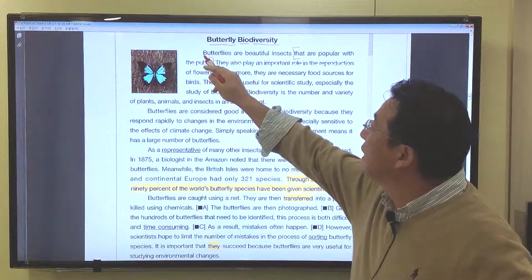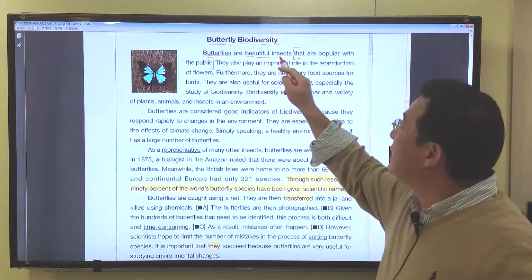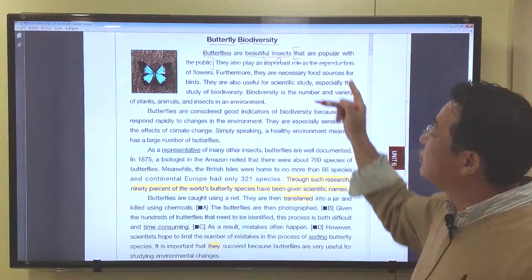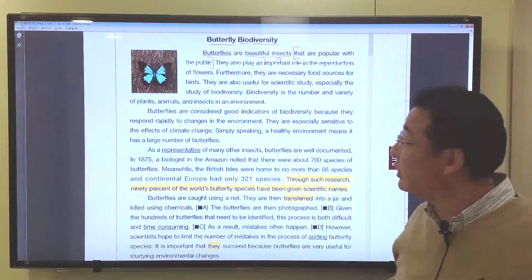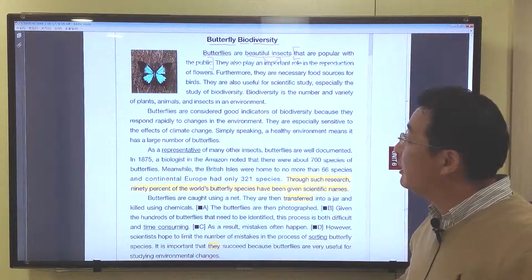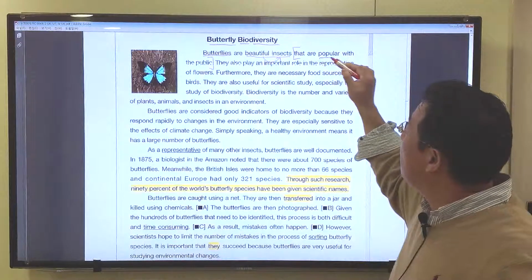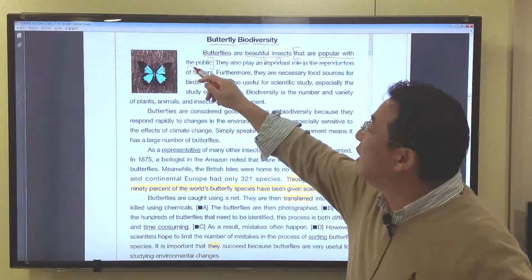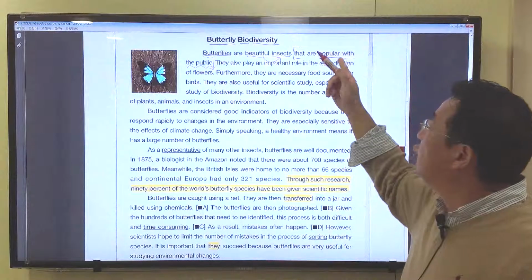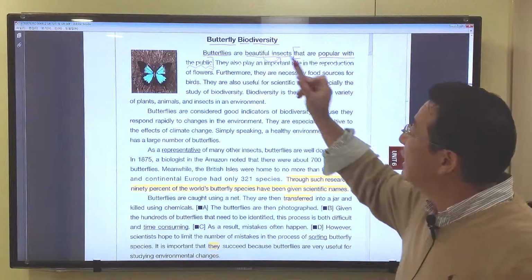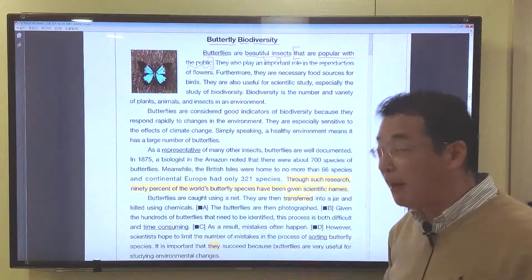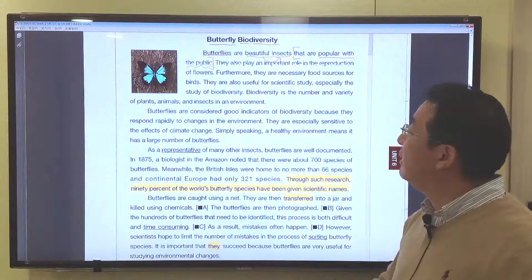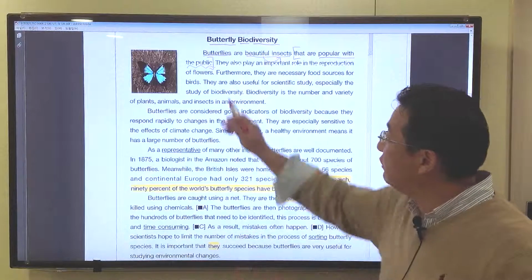무슨 말이죠? 나비들은 beautiful insects랍니다. 아름다운 곤충들이랍니다. 그죠? 어떤 곤충들인지 뒤에 형용사절로 설명이 또 나와 있습니다. That are popular with the public. 무슨 말입니까? Popular with 하면 뭐뭐에게 유명한 이 말이죠. 그죠? 그래서 일반 대중들, the public에게 유명한, 잘 알려져 있는 아름다운 곤충들이랍니다. 아시겠죠? 그죠? They also play an important role in the reproduction of flowers.